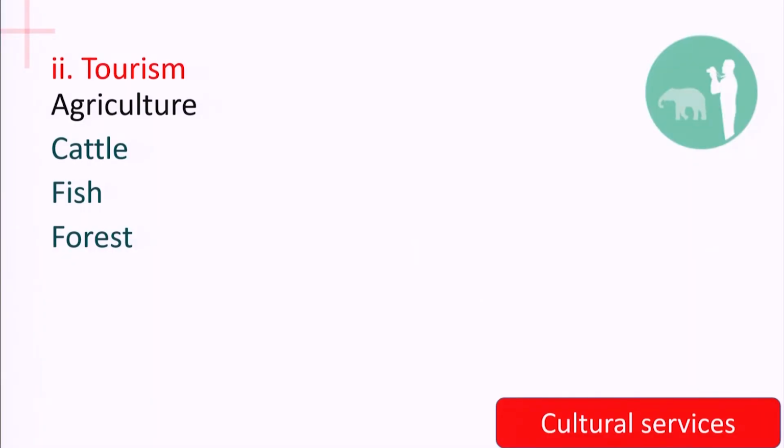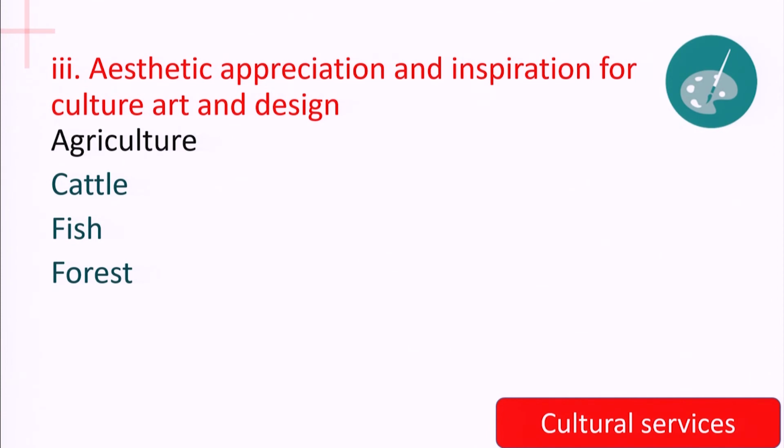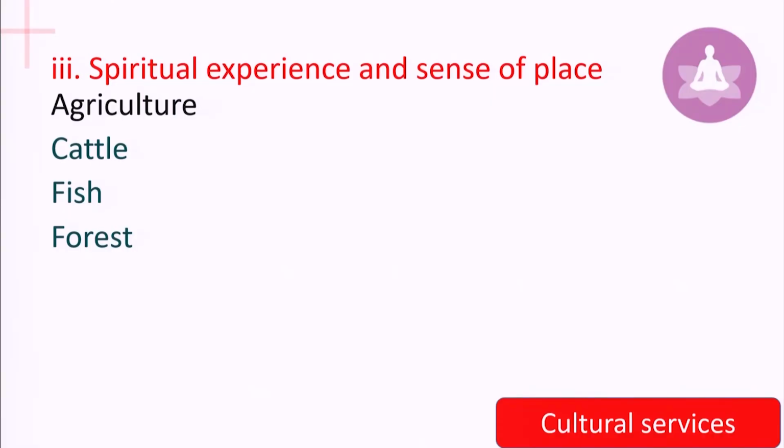Under cultural services, that which the ecosystem provides to mankind for healthy living is recreation and mental and physical health. The second cultural service provided is tourism. The third is aesthetic appreciation and inspiration of culture, art and design. All this is required for healthy living for mankind. So, cultural services are an extended service required by mankind for healthy living in the ecosystem by taking care of the ecosystem without damaging the habitats. The fourth is the spiritual experience and a sense of place.